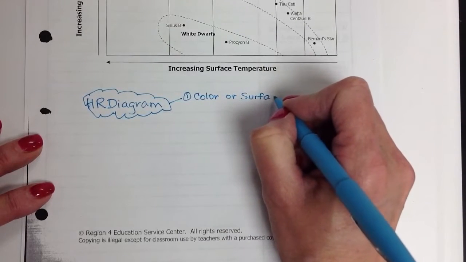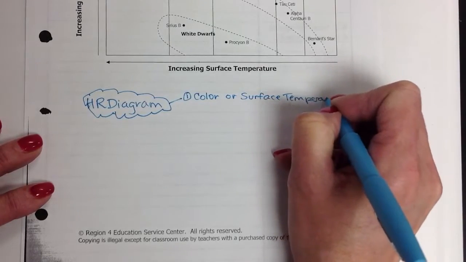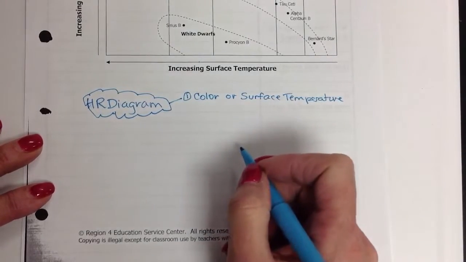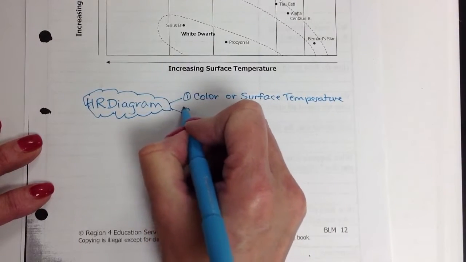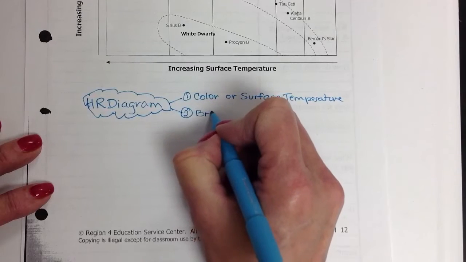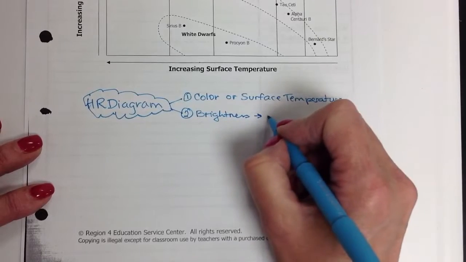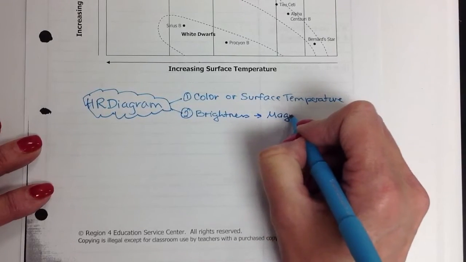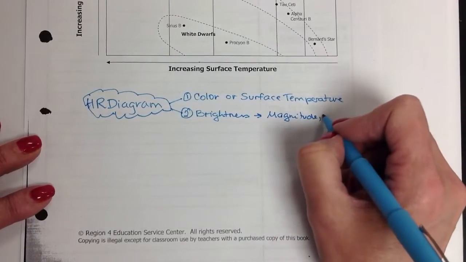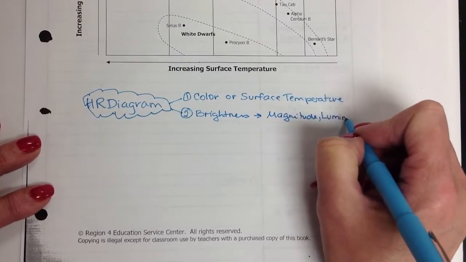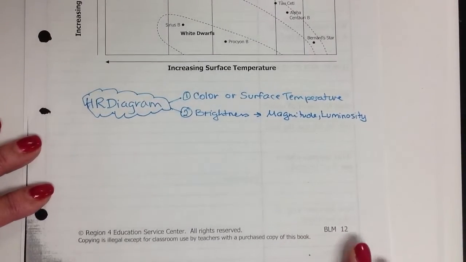So color corresponds directly to surface temperature of the star. And it also classifies stars based upon their brightness, sometimes referred to as magnitude, and sometimes it's referred to as luminosity. So just be aware that all three of those words can be used interchangeably.